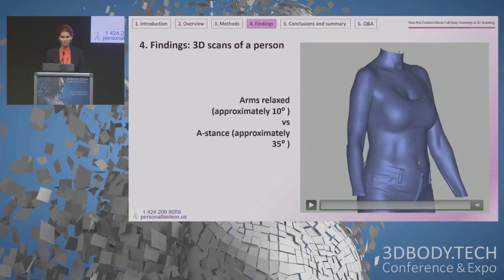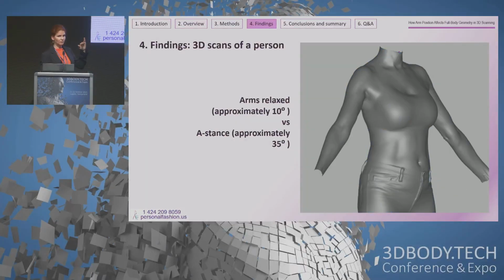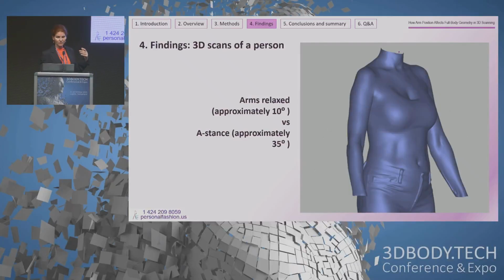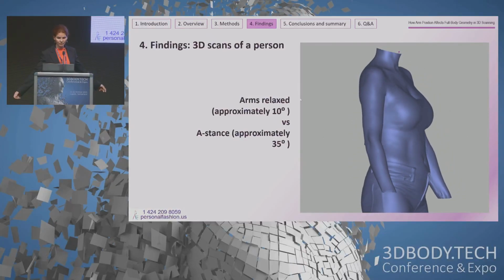The arms moving between the relaxed position, about 10 degrees, and A stance, kind of a relaxed A stance, of 35 degrees. When you shift between the 2 images, you can actually see the chest going a little bit up, and the arms and the shoulders go a little bit towards the back.